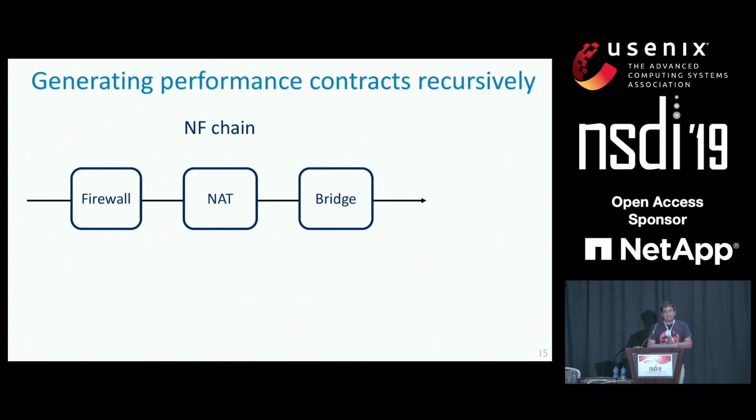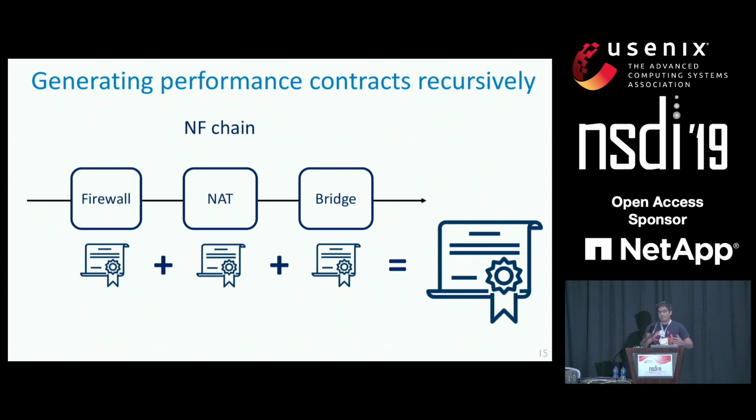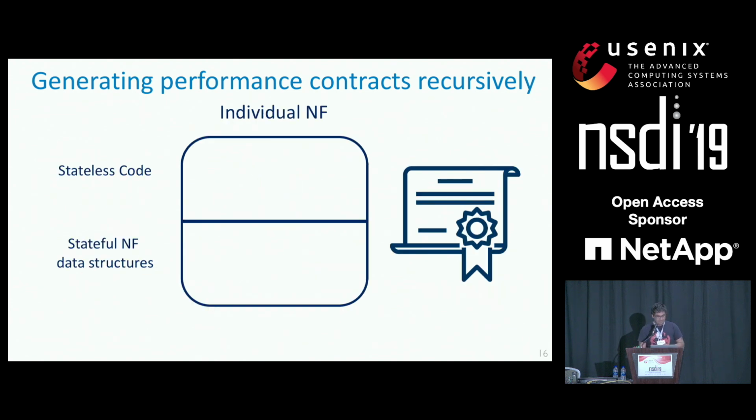And the process of generating performance contracts is a recursive one. The highest level of recursion is an NF chain. So given a sequence of NFs connected in a certain topology like this, we want to be able to generate a contract for it. But you can really think of this NF chain as one large composite NF with the individual NFs as building blocks. And so naturally, to build the contract for the chain, we're going to utilize the performance contracts for the individual NFs. So let's zoom in further to an individual NF.